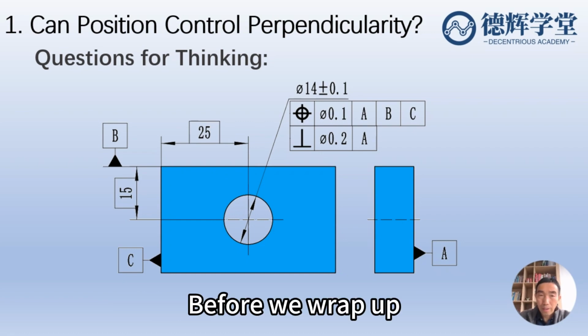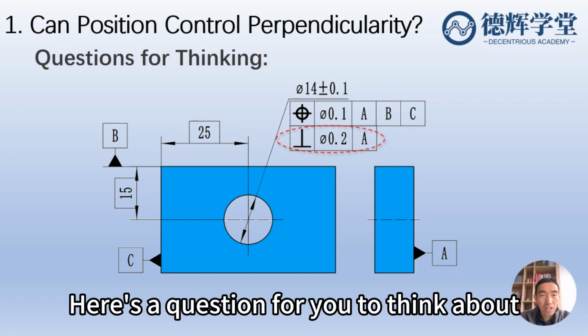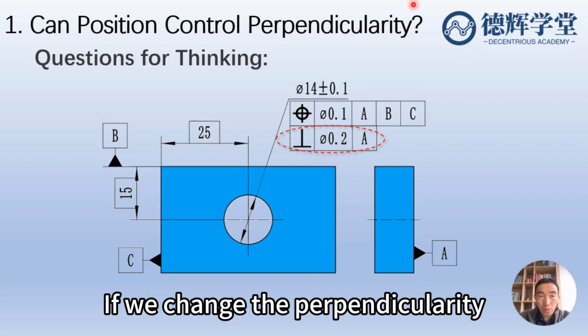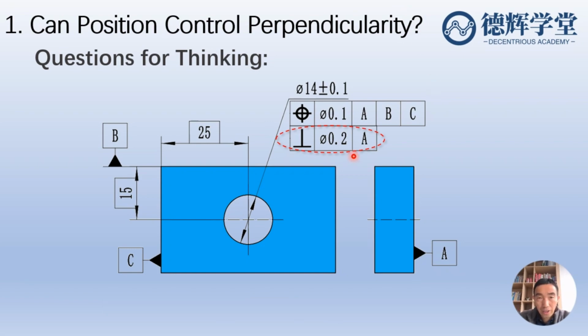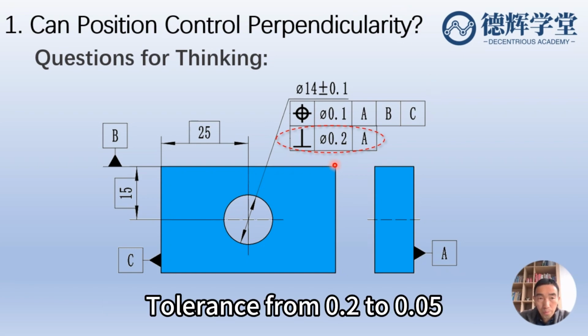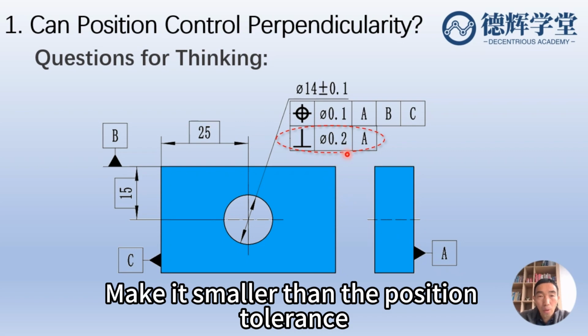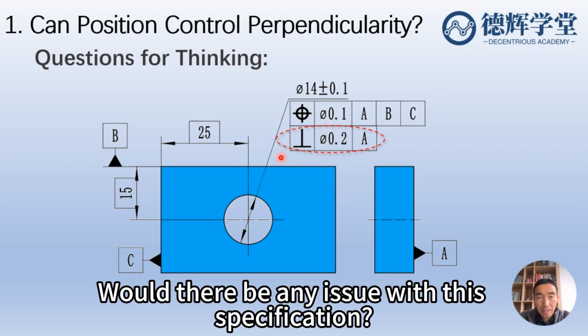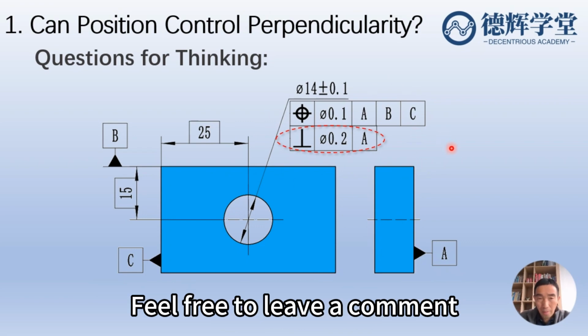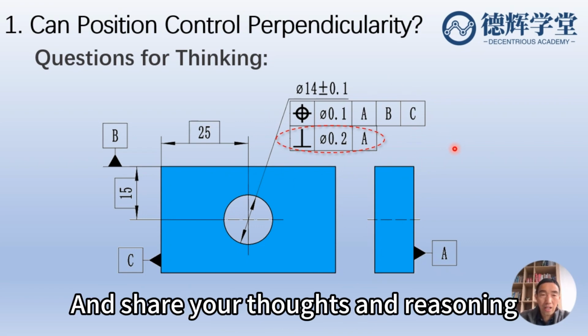Before we wrap up, here's a question for you to think about. If we change the perpendicularity tolerance from 0.2 to 0.05, in other words, make it smaller than the position tolerance, would there be any issue with this specification? Feel free to leave a comment and share your thoughts and reasoning.